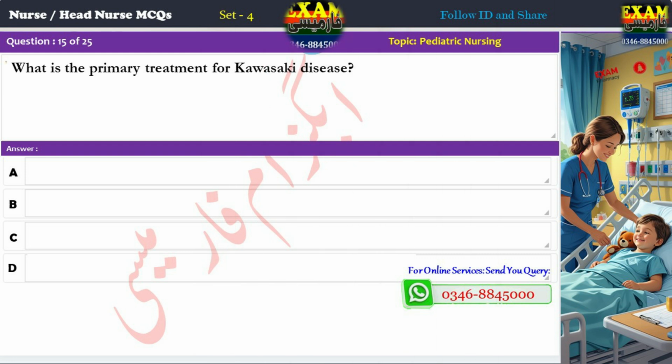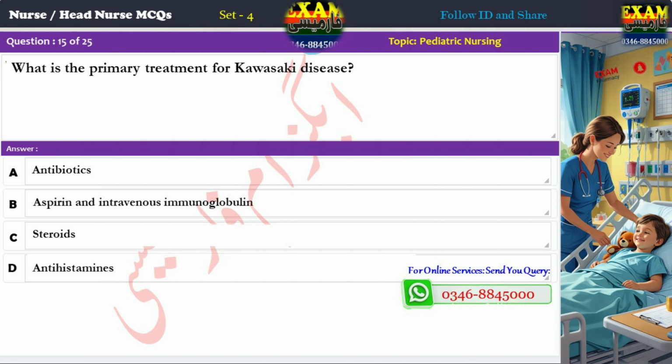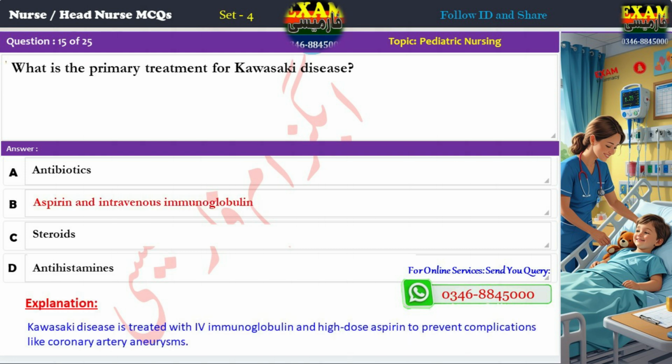Question 15. What is the primary treatment for Kawasaki disease? A. Antibiotics. B. Aspirin and intravenous immunoglobulin. C. Steroids. D. Antihistamines. Correct answer: B. Aspirin and intravenous immunoglobulin. Explanation: Kawasaki disease is treated with IV immunoglobulin and high-dose aspirin to prevent complications like coronary artery aneurysms.